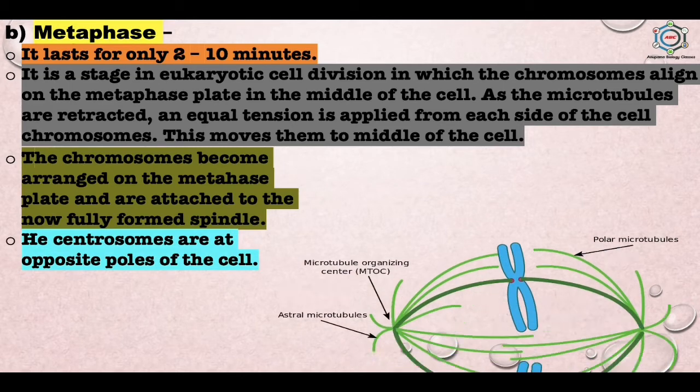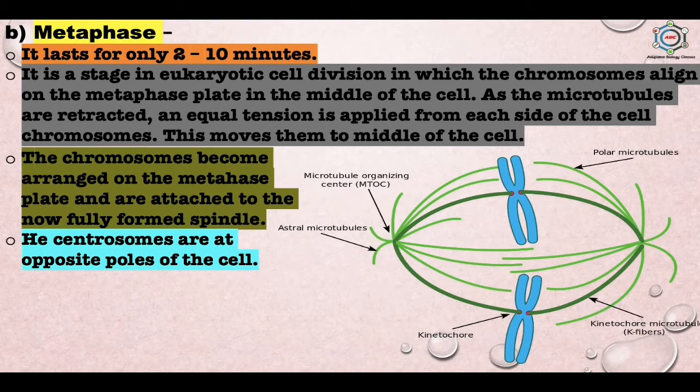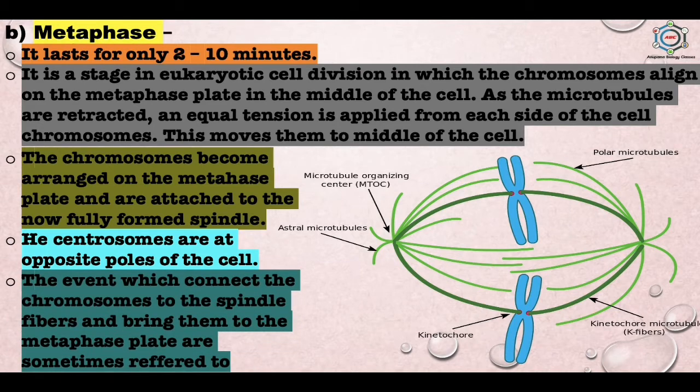Centrosomes are at the opposite poles of the cell. So, in this picture you can see how the chromosomes are paired in the center. That means chromosomes are arranged on the metaphase plate and attached with the spindles. Okay? So, the events which connect the chromosomes to the spindle fibers and bring them to the metaphase plate are sometimes referred to as prometaphase. And the metaphase is the most suitable time to determine the number of chromosomes and study their morphology.